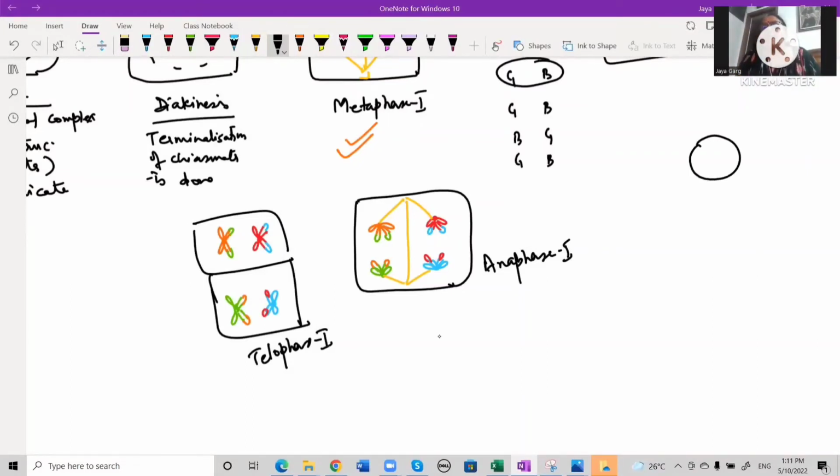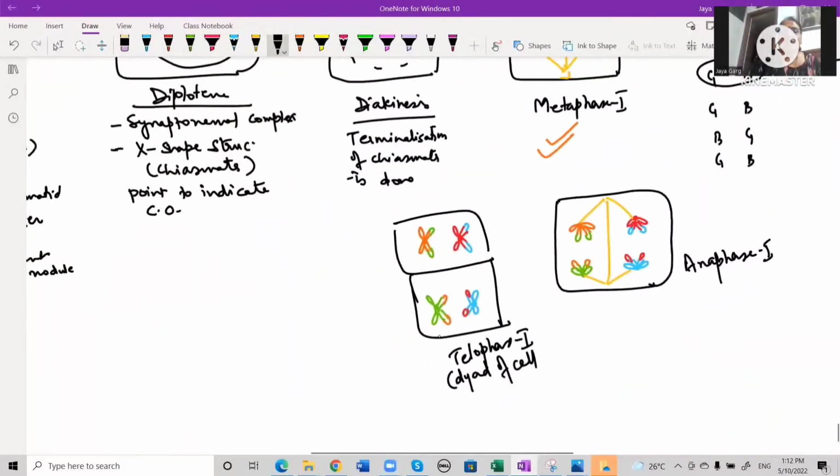How many chromosomes did I start with? 4, in 1 cell. And I finally made 2 cells, each with how many chromosomes? Only 2 chromosomes. Now I have to separate the sister chromatids. So this stage is also known as the dyad of cells.